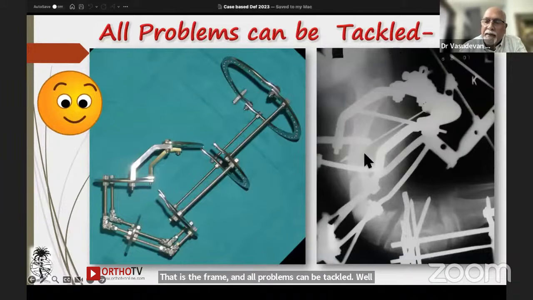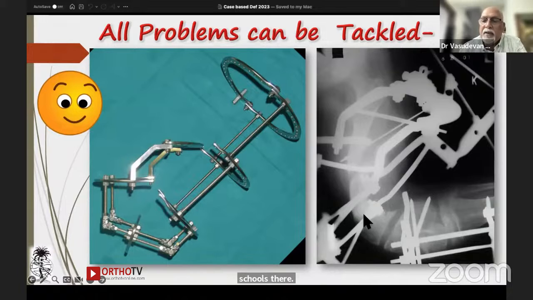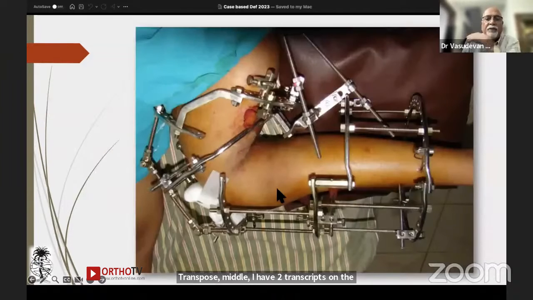I did the osteotomy there and distal osteotomy. You can see the cut only from medial side. I don't want to keep any wire on this side. And you can see the shank screws there. There's another shank screw there. Distally on the tibia, we have only 2 shank screws. Middle, I have 2 shank screws. And on the tibia. And as the frame, you can see these are all half rings.